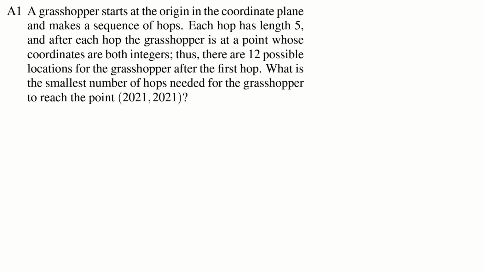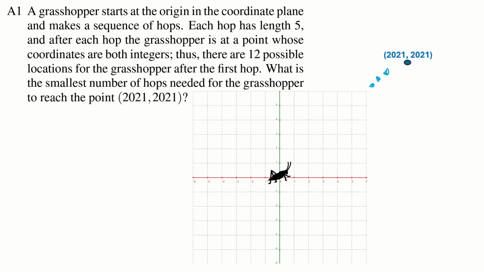Today's problem says that we have a grasshopper placed at the origin who wants to reach the point (2021, 2021) by hopping in hops of length 5, with the restriction that the grasshopper can only go to points with integer coordinates. We want to find the least number of hops required to reach (2021, 2021). Feel free to pause the video and figure this one out yourself, and then we'll go over a solution to this problem.